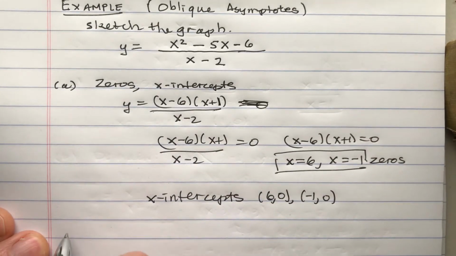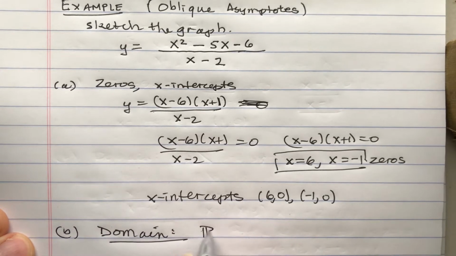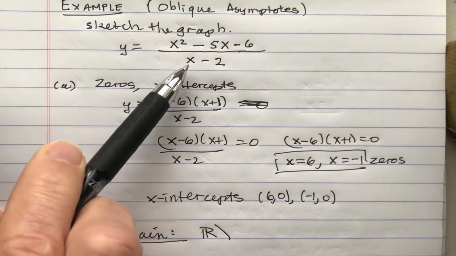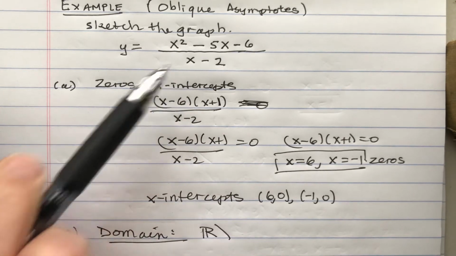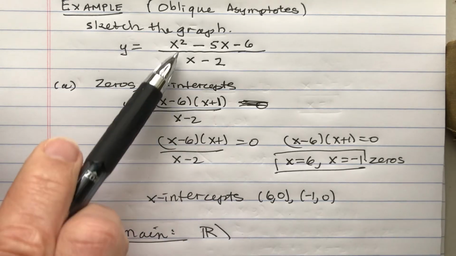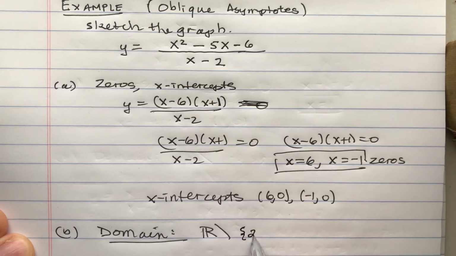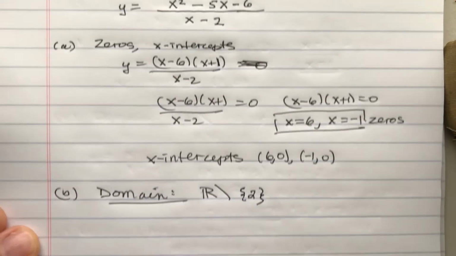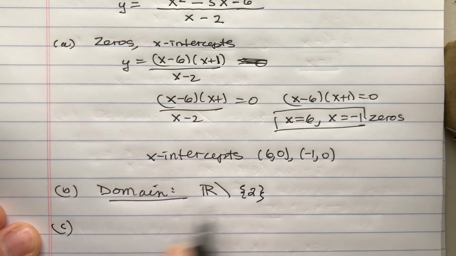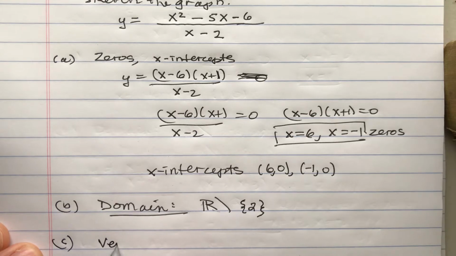Alrighty, and then we can look at the domain. The domain we can see right away: it's all real numbers except where the function is undefined. So that would be all real numbers except for 2, because 2 minus 2 makes 0. So we don't want that. It's all real numbers except where the denominator is 0, and that will lead to the vertical asymptote.